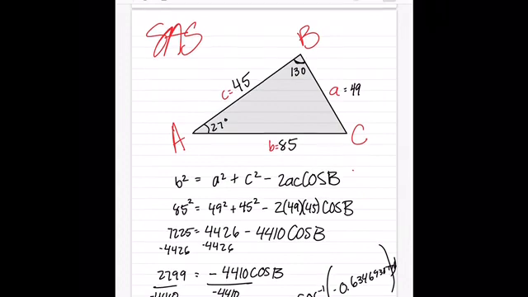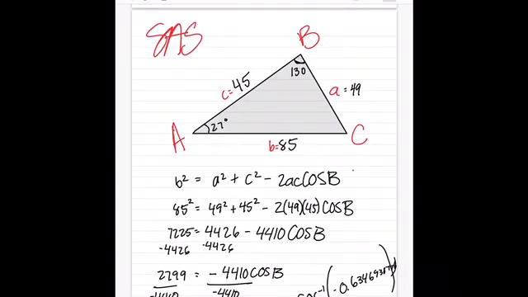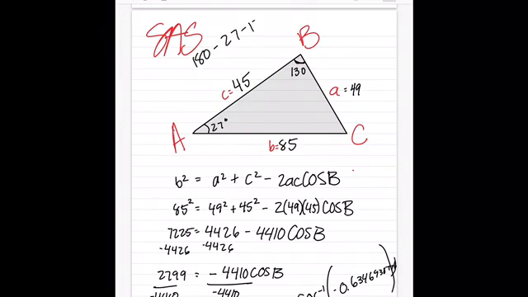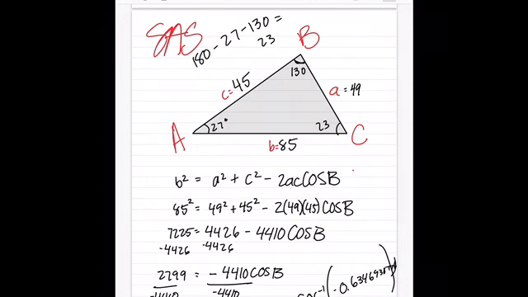Now, to find the third angle, super easy. You got this. 180 minus 27 minus 130 gives you 23. And that kind of makes sense because these two angles are real similar. But anyway, that's how you do that. So that's side angle side.